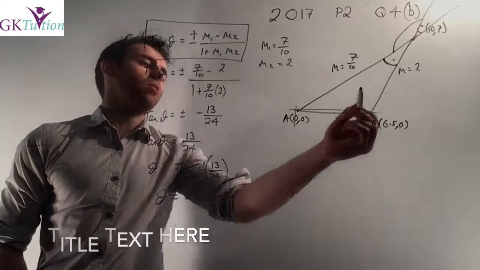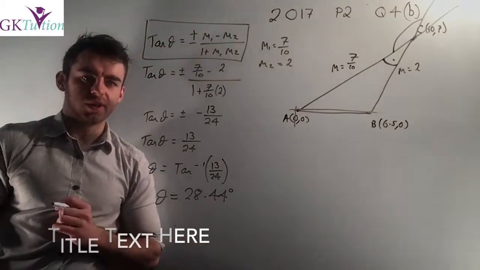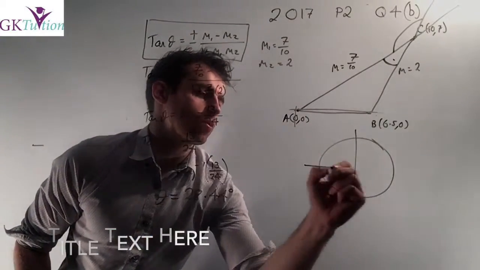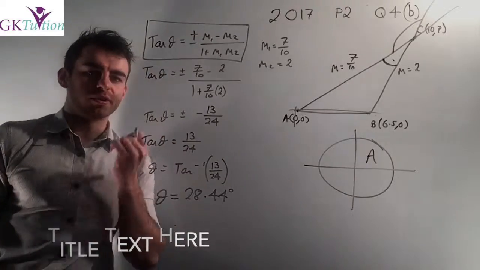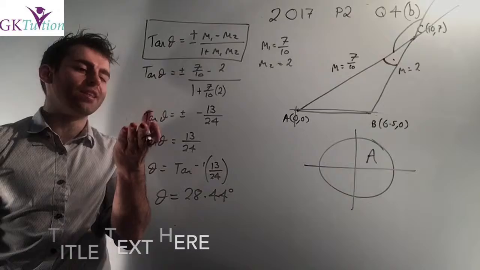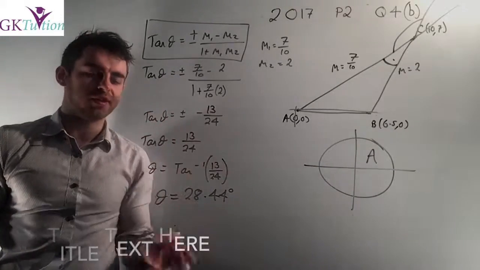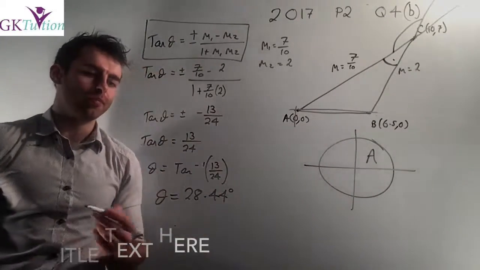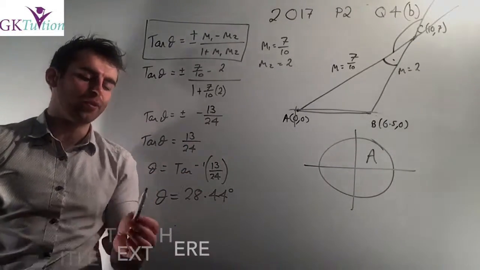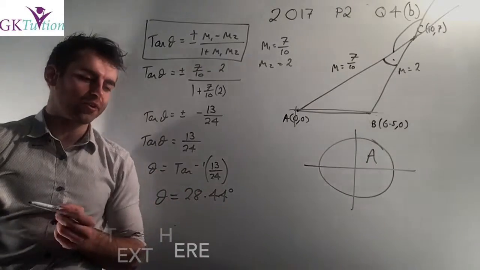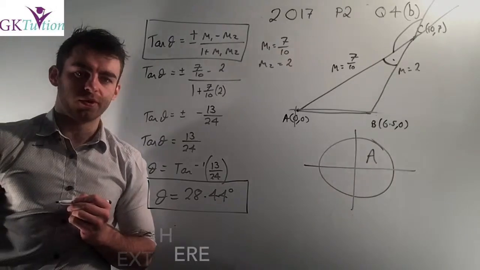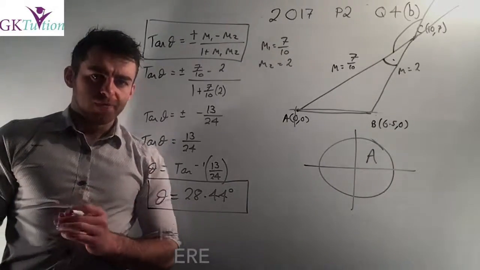Based on our diagram, we can tell that our angle is clearly between 0 and 90 degrees. That means it's in the first quadrant, and in the first quadrant, sine, cos, and tan are all positive. So I know for a fact that I want the tan of my angle to be positive, because it's clearly an acute angle. So I can just ignore the signs and take tan theta equals 13 over 24. To get theta, I take tan inverse of 13 over 24, and to 2 decimal places it works out as 28.44 degrees.